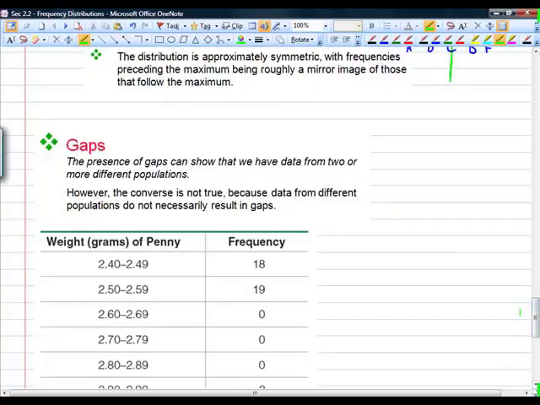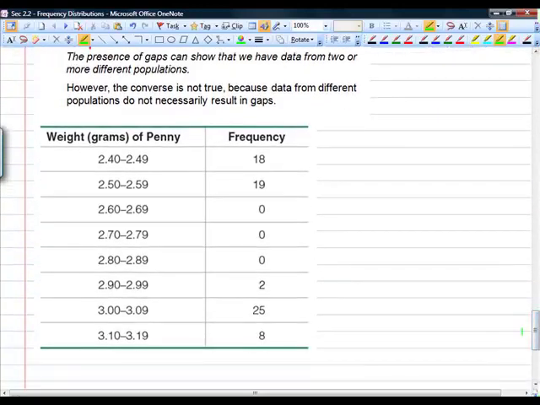Gaps. The presence of gaps can show that we have data from 2 or more different populations. So for example, here's a frequency distribution. And notice we have a fairly high count here, and then we have a whole bunch of zeros right here. And then our distribution starts back up again. So doesn't it look like this could be 2 different populations? Look at what this graph represents. It's the weight of a penny measured in grams.